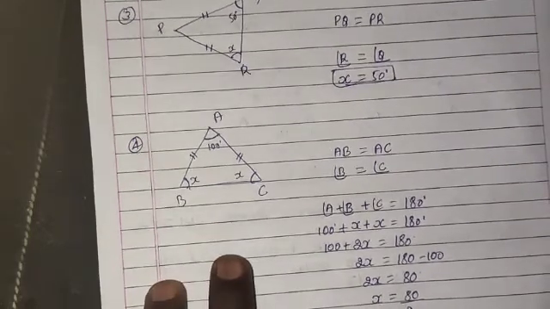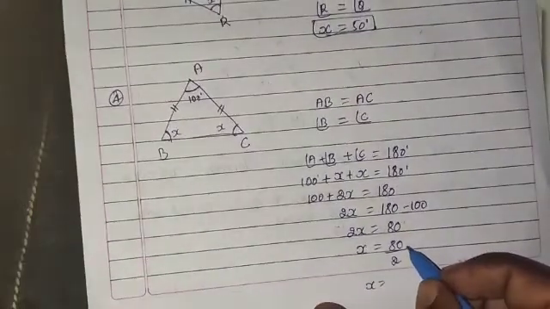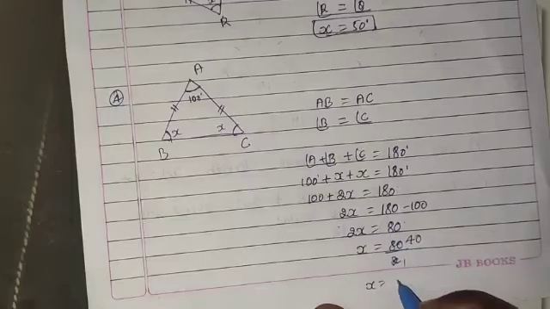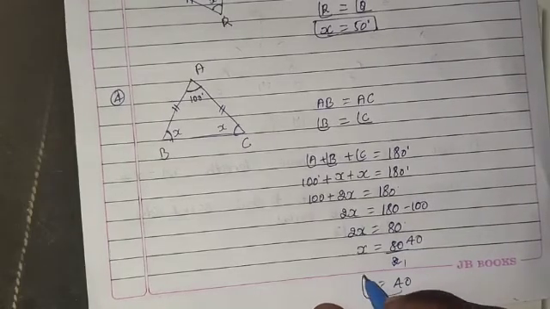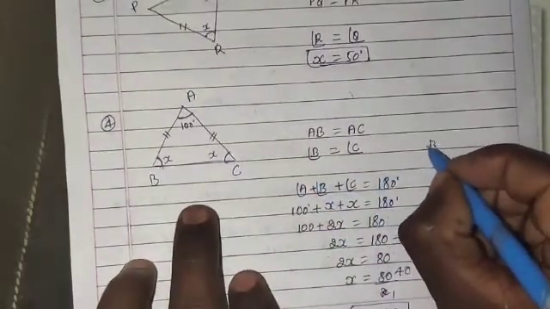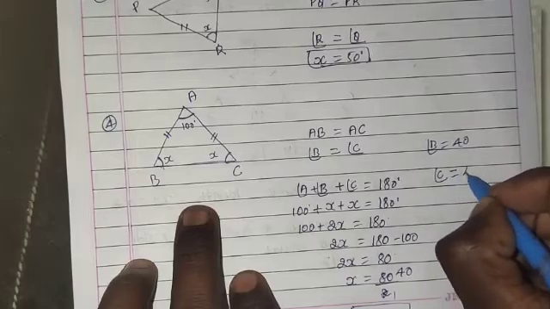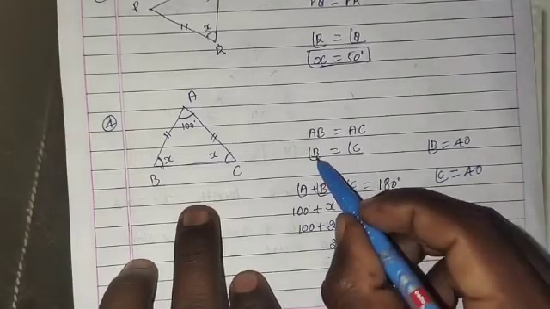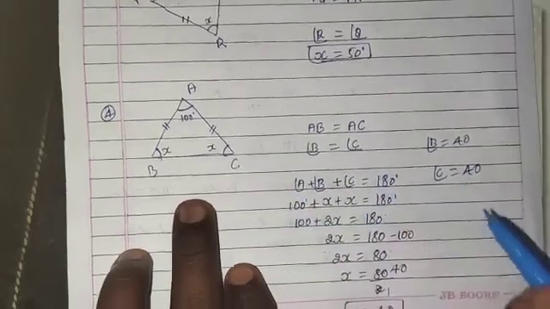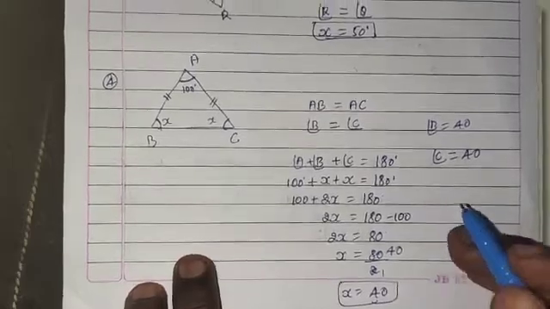Okay, now we have to divide 80 by 2. 2 divides 80 how many times? 2 ones are 2, 2 fours are 8, and 0. X is equal to 40 degrees. Here angle B is equal to angle C. So angle B is equal to 40 and angle C is also 40, because angle B is always equal to angle C because it is an isosceles triangle. Thus we find out the value of X in the isosceles triangle.